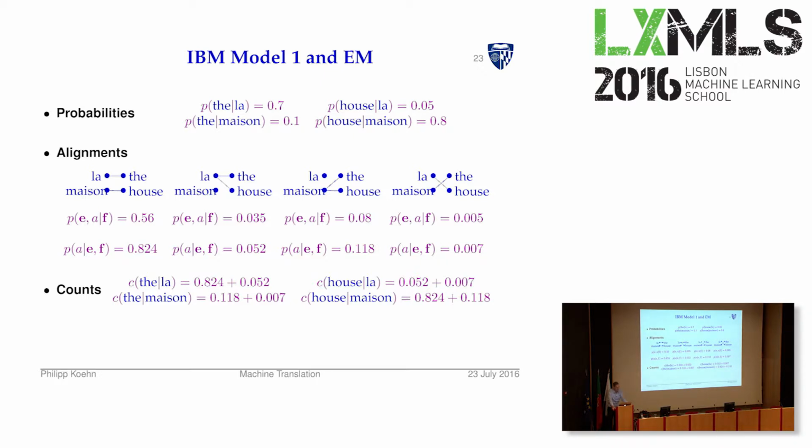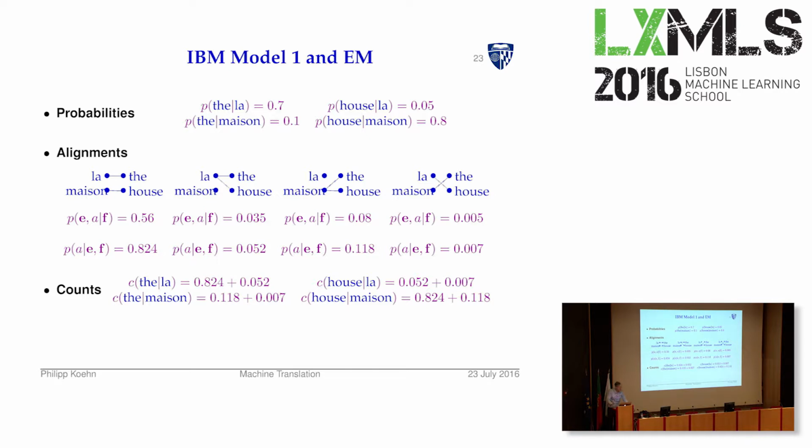And then we are not really interested in the probability of the English given the foreign, we're interested in the probability of the alignment given the sentence pair. So we have to do a little bit of mathematical gymnastics. In this case, since they're all listed, it basically means you normalize these probabilities so they add up to one. And so I'm basically saying this first way of aligning the sentence pair has 82% probability, and then 5% and 11% and then less than 1%.